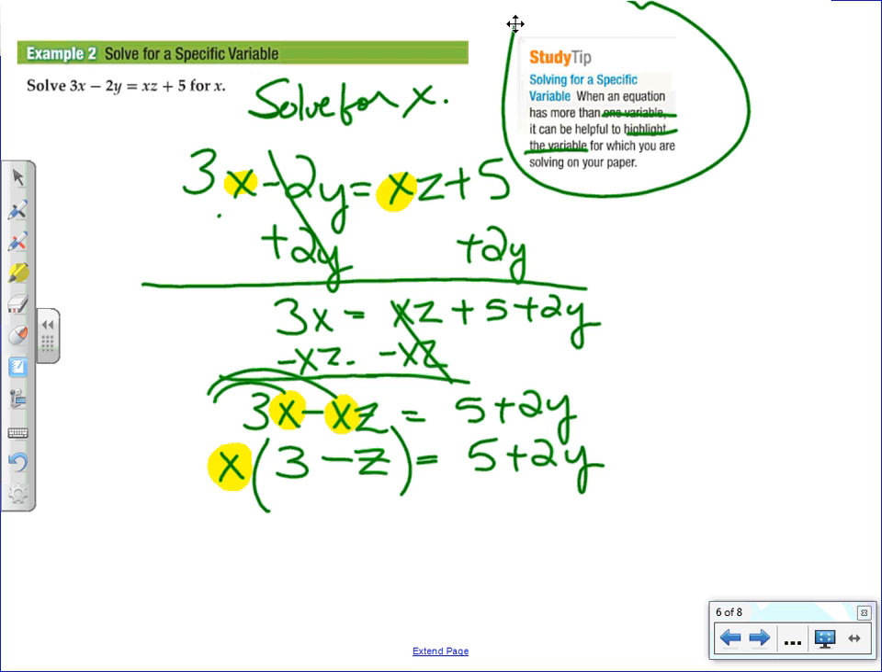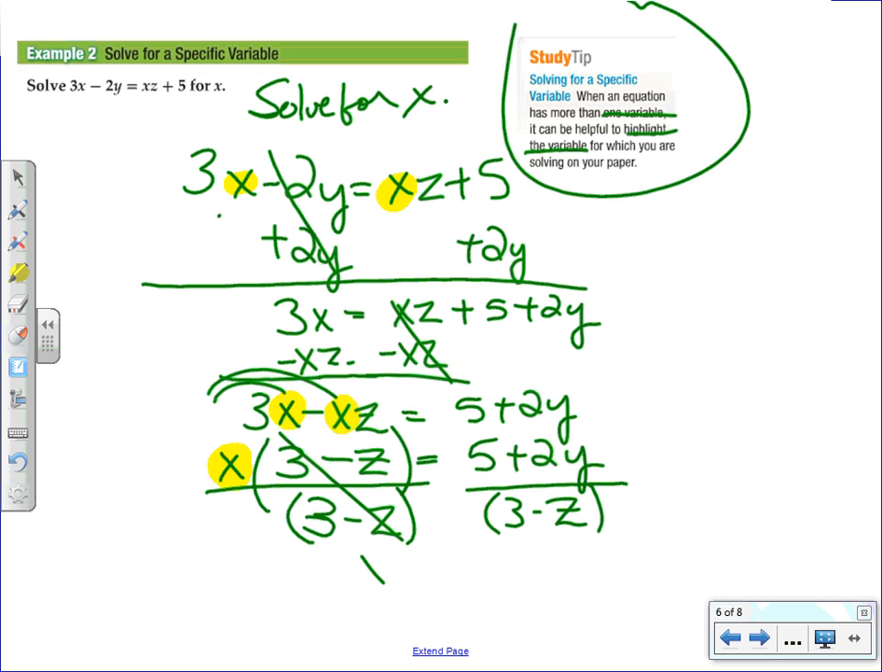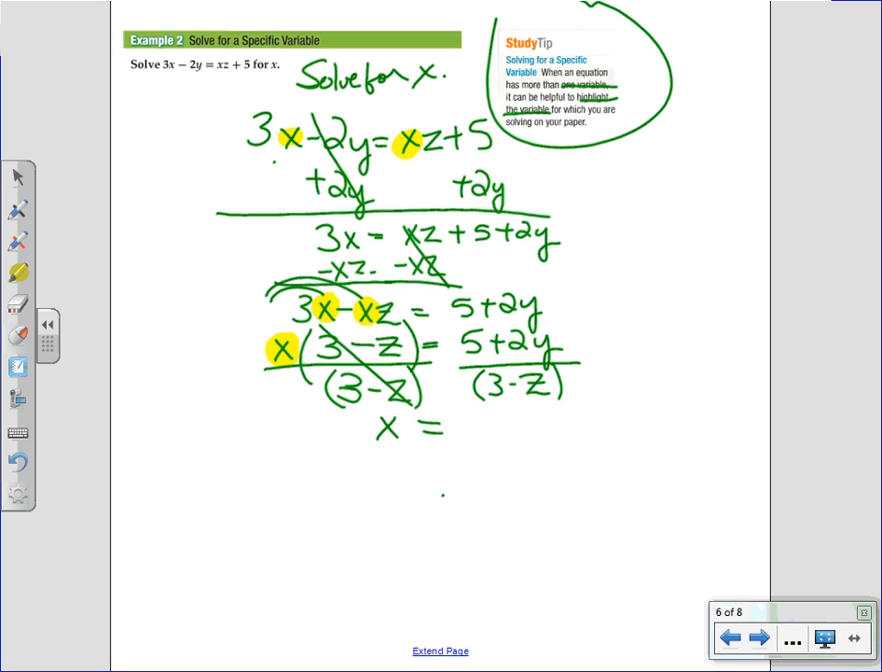So it looks to me like I need to divide by parentheses 3 minus z on both sides. Divide by 3 minus z. That cancels these guys out, and I get x by itself. Extend my page. X equals 5 plus 2y over 3 minus z. And that is about all you can do with that. So there it is simplified. We've isolated x.